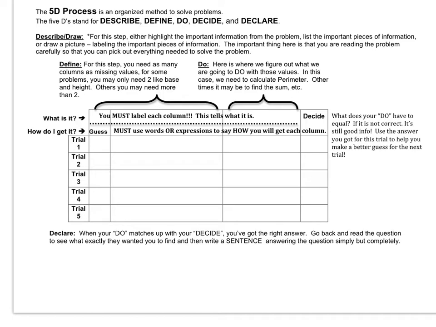The 5 Ds stand for describe, define, do, decide, and declare. It's a little catchy way to help you remember the 5 things, like your 5 fingers. I'm going to go through them, and I'm going to color code the different parts of what the 5D process should look like, and you've got options.